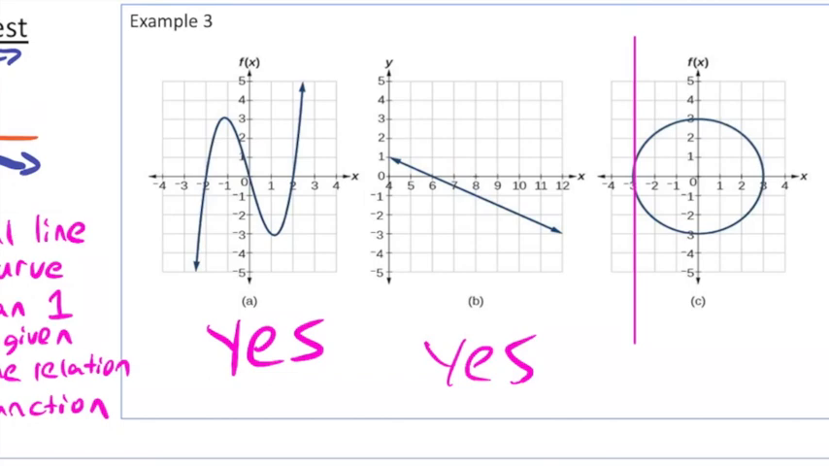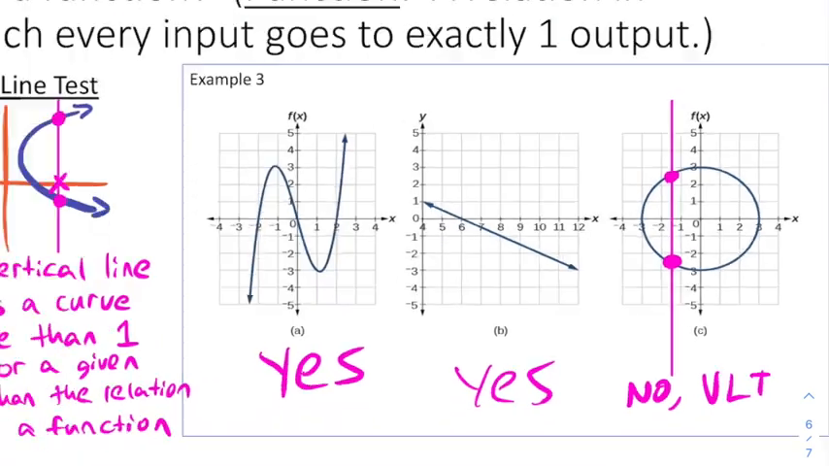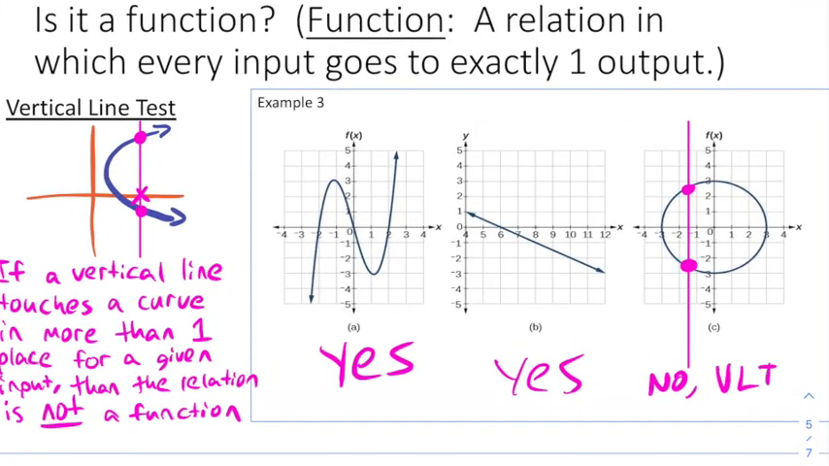Now let's try this example. As I slide the vertical line, we notice right away that we are contacting this curve in more than one spot, meaning no, this is not a function, and all we need to say for our justification is VLT. The vertical line test says that no, this is not a function. There is somewhere on the graph where a vertical line can hit the curve in more than one spot, meaning it is not a function.